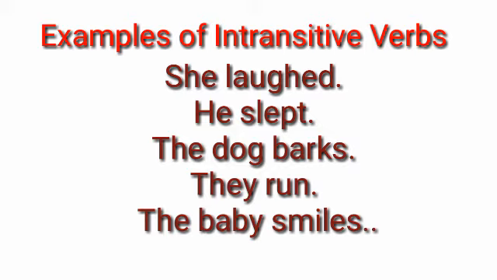The dog barks. They run. The baby smiles. So these are all the examples in which there is no object, because here we don't need an object to put. So such verbs which do not require any object are said to be intransitive verbs.